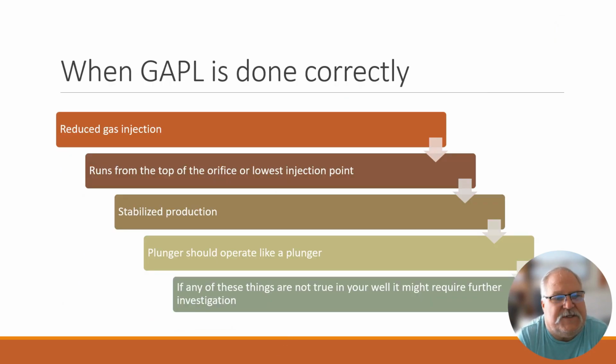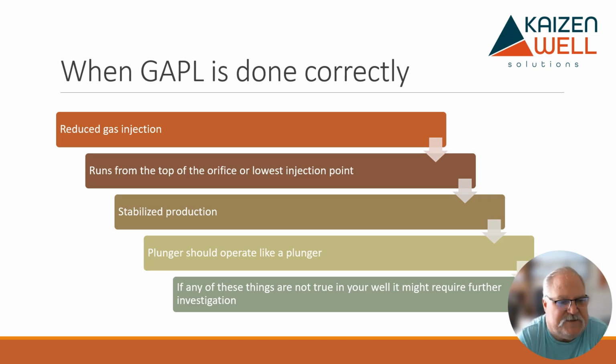So when Gapple is done correctly, we reduce gas injection, it runs from the top of the orifice to the lowest injection point. It stabilizes production. Plunger should operate like a plunger, right? Should fit within those windows. If any of these things are not true in your well, it might require further investigation because there's probably a mechanical issue or a problem within your gas lift.